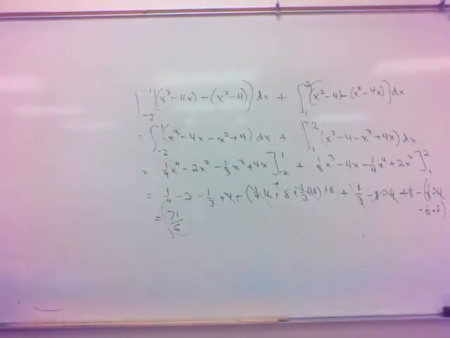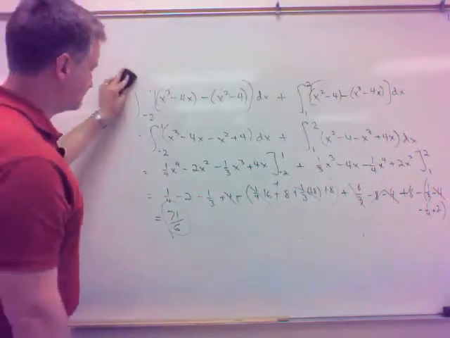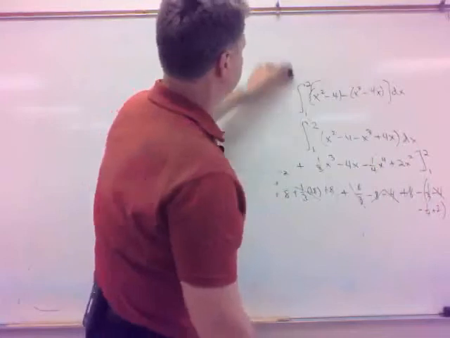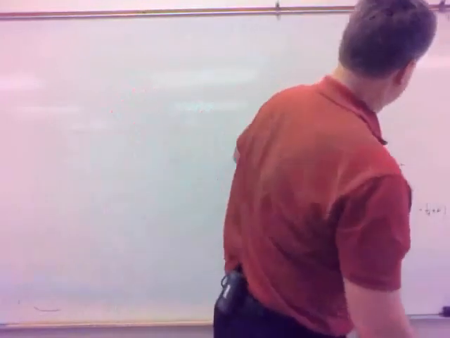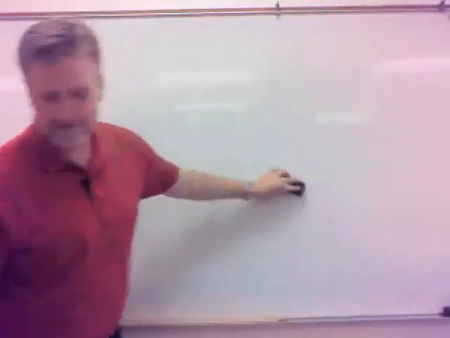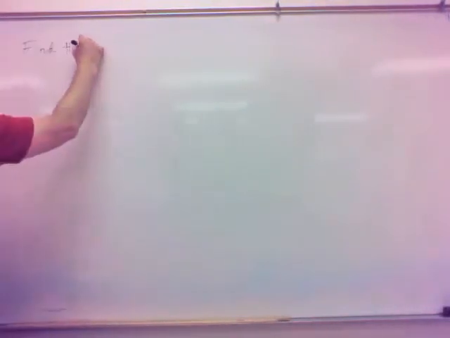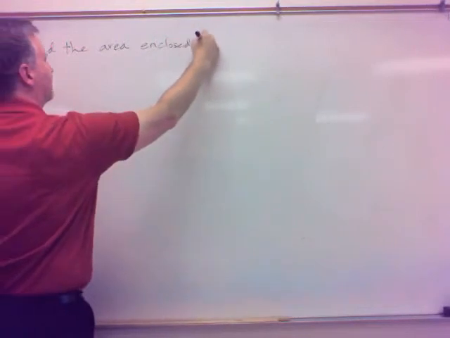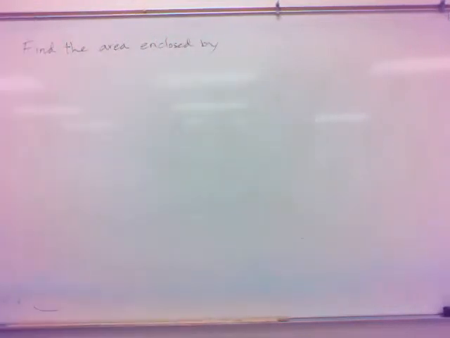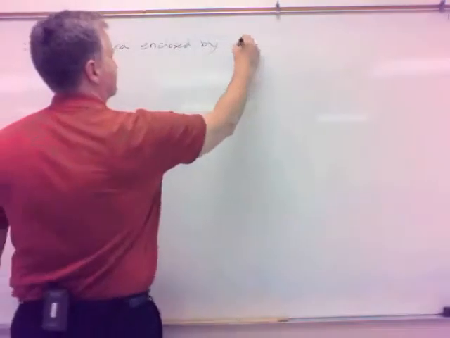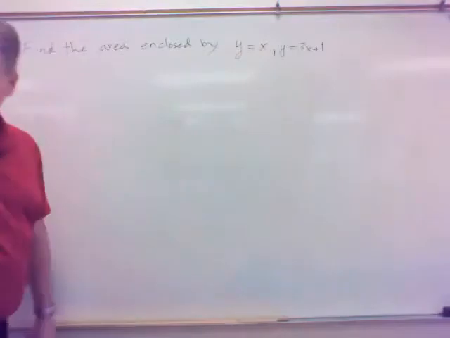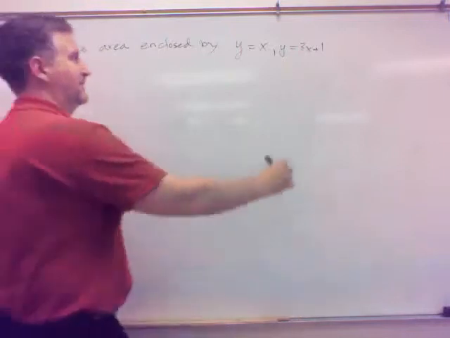All right, here's another one then. Find the area enclosed by y equals x, y equals 3x plus 1, and y equals negative 2x plus 3.